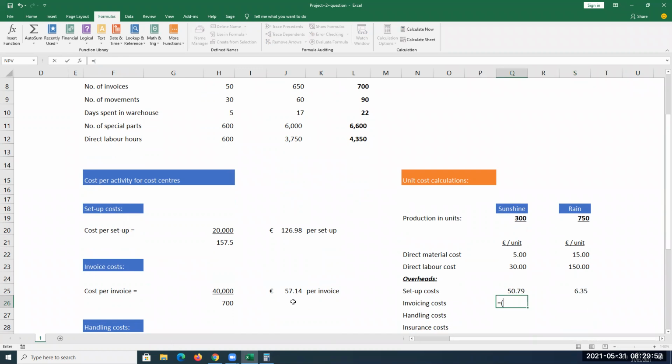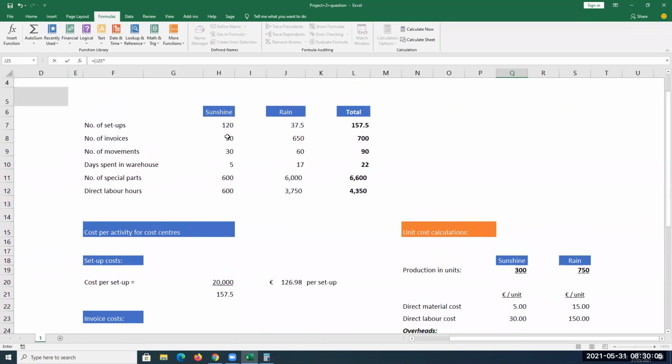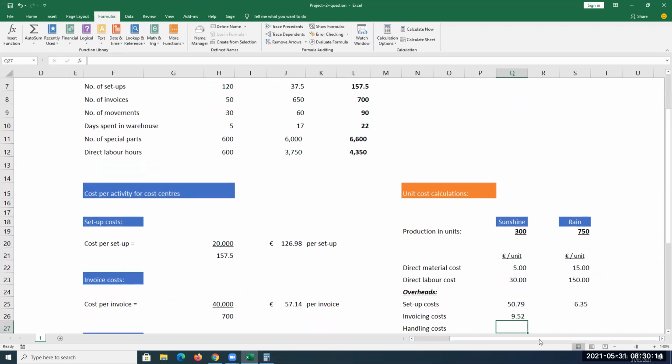Cost per invoice: 157.14 multiplied by how many invoices we need to issue for sunshine, 50, divided by number of units, 300. So this is the invoicing cost per unit.